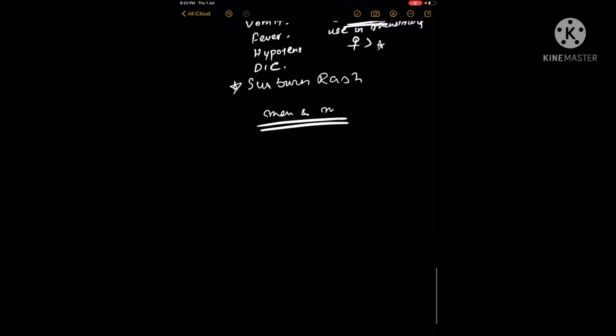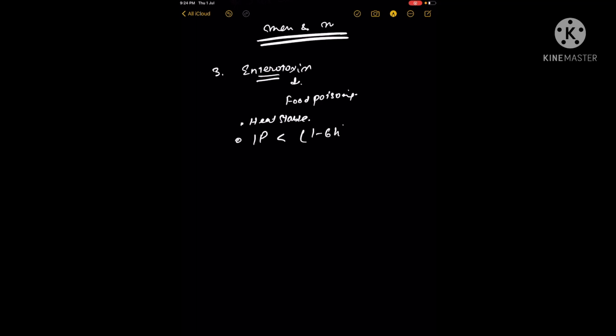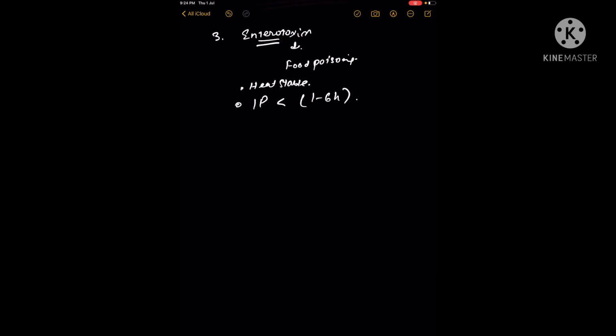Okay, and the third toxin is enterotoxin. Entero means intestine, and as the name suggests, it causes food poisoning. The thing that you need to know about this enterotoxin is that it is heat stable, and the incubation period is short, 1 to 6 hours. In 1 to 6 hours, you can see the symptoms. The predominant feature is vomiting, and diarrhea may also be seen.